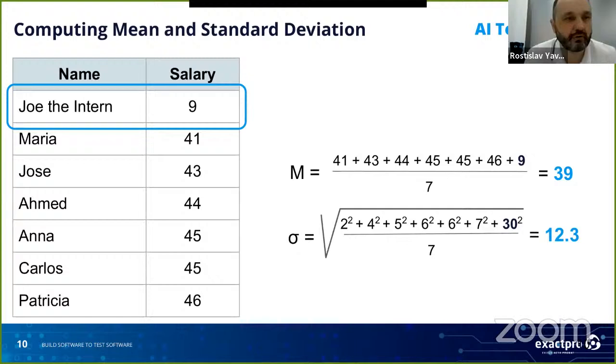So you hire some intern, some student from a nearby university, working part-time maybe, and has no experience. So this junior intern agrees to work for 9. And then the analyst recomputes the values. From now, the mean value becomes 39. You can easily recompute, just repeat this computation. And the standard deviation becomes equal to 12.3.